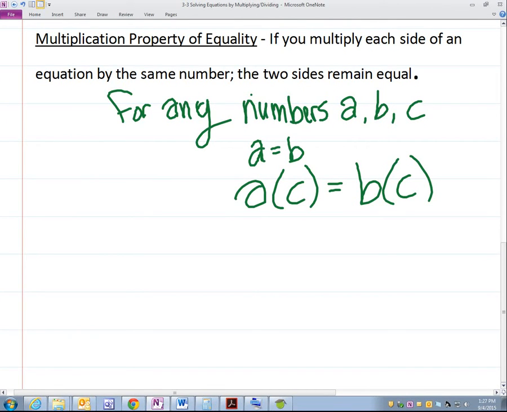One more time, the multiplication property of equality. If you multiply each side of an equation by the same number, the two sides remain equal. For any numbers A, B, and C, where A equals B, A times C is equal to B times C.